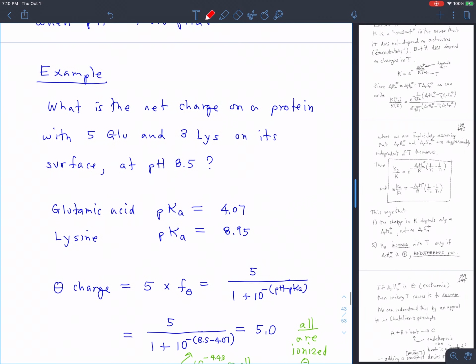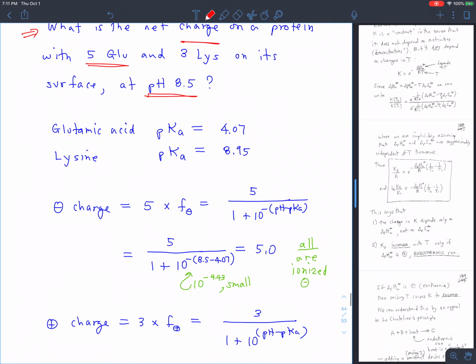All right, let's do an example now. What is the net charge on a protein with 5 glutamic acids, so those are acidic groups obviously, and 3 lysines on its surface if the pH is 8.5? The pKa for glutamic acid is 4.07. It's got a typical organic acid pKa.